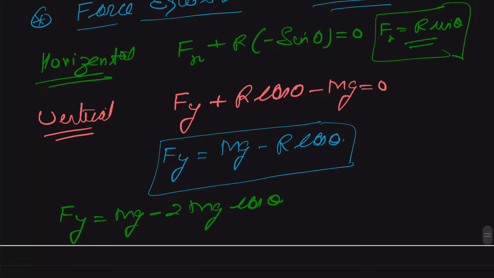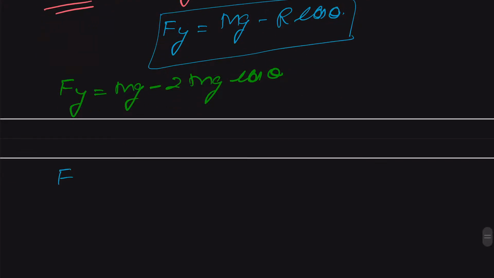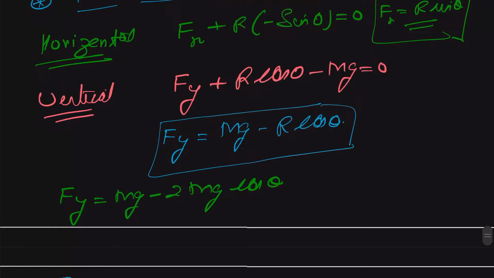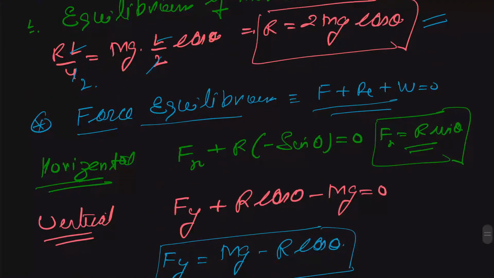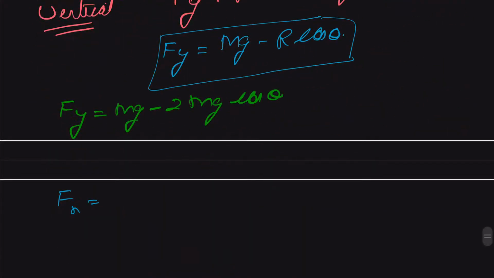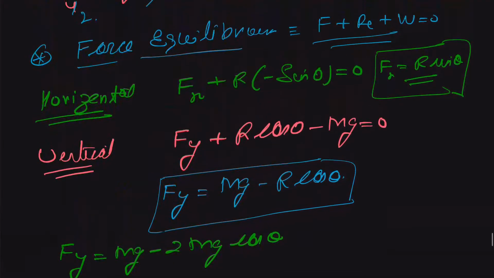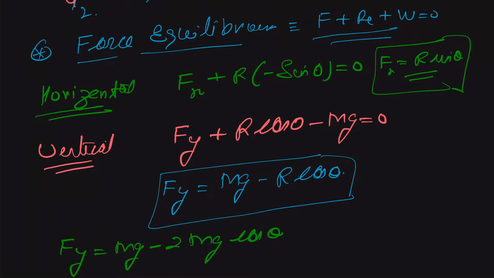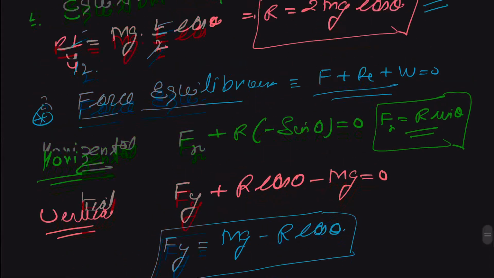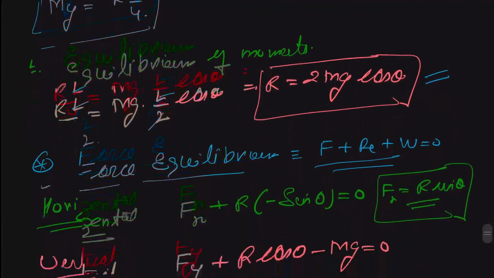Okay, and if we substitute in this F of x, we can write that F of x will be equal to R, which is 2 mg cos of theta, times sine of theta. So 2 mg cos of theta sine of theta, which can be written as mg sine 2 theta. So this is our x component.